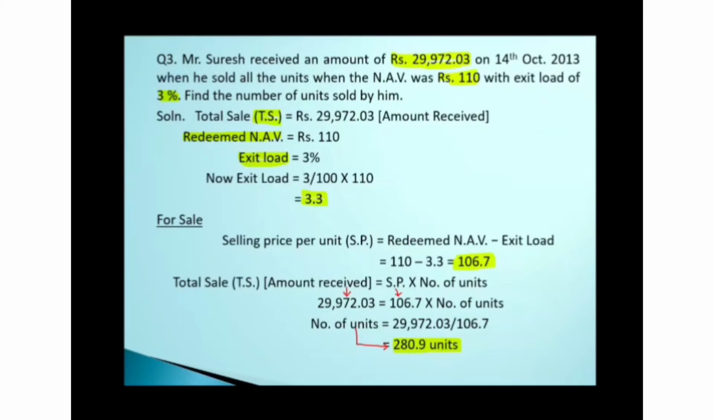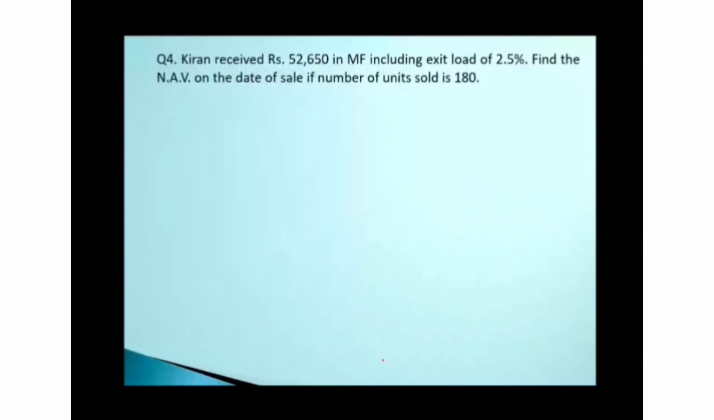So I just move on with the next question, which will be a little different, where you will be provided with the number of units, and this time you're going to calculate the redeemed NAV. What will be that sale value? I'm sorry, it is sale value. So let us go with the next question, question number 4. All right, so first of all take down the question, and then we will see how the problem has to be solved. I will just read out the question by that time.